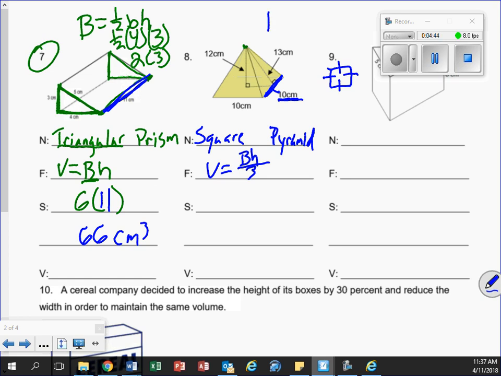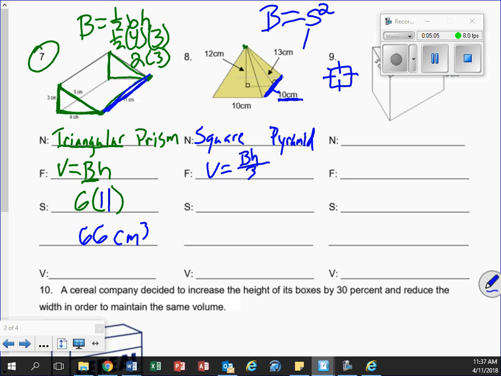So B is also the area of the base. And how do we find the area of a square? Go to the flat square on your sheet. Look below it, and it should say side squared. Well, what is our side? Is it 12, 13, or 10?